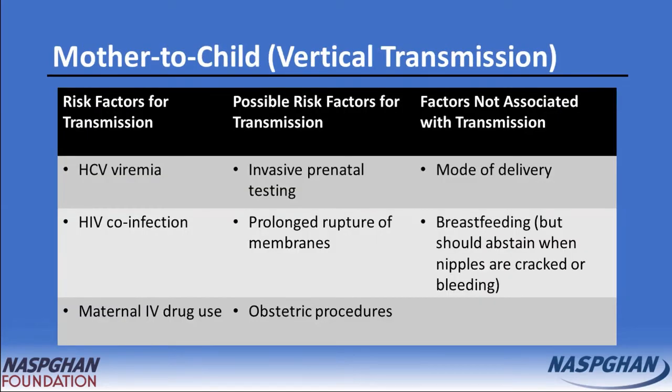There are risk factors for mother to child vertical transmission that include viremia, maternal HIV co-infection, and maternal drug use. There have been some possible risk factors where there might be slightly increased risk of transmission associated with either invasive testing, prolonged rupture of membranes, or obstetrical procedures. Importantly, there are factors that are clearly not associated with transmission, and that includes the mode of delivery and breastfeeding. I'll talk a little bit more about these in depth.